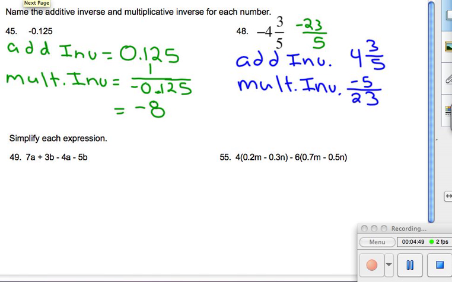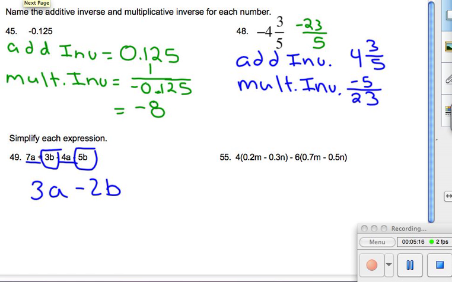Problem 49 and 55 here asks us to simplify each expression. In other words, collect all your like terms. So when I'm looking at it, I have a 7a and a negative 4a. So 7a minus 4a is 3a, I have a 3b and the negative 5b, which comes out to be a negative 2b.